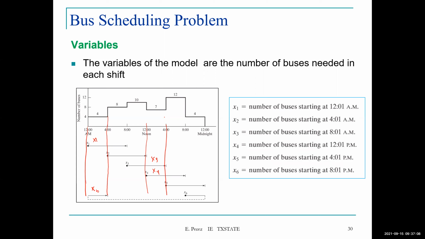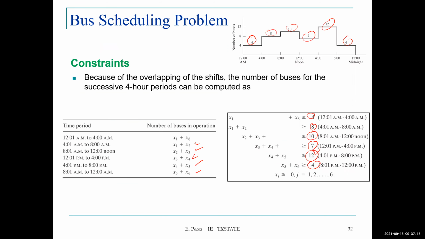And then from 4 a.m. to 8 a.m., we have X2 and we have X1 and so on. So that's how we come up with this number of buses in operation per 4-hour time period. So from 12 a.m. to 4 a.m., X1 plus X6 and so on. And using that information, we can come up with the constraints. So we know that from 12 a.m. to 4 a.m., we need at least 4 buses. So the summation of X1 plus X6 has to be greater or equal to 4.